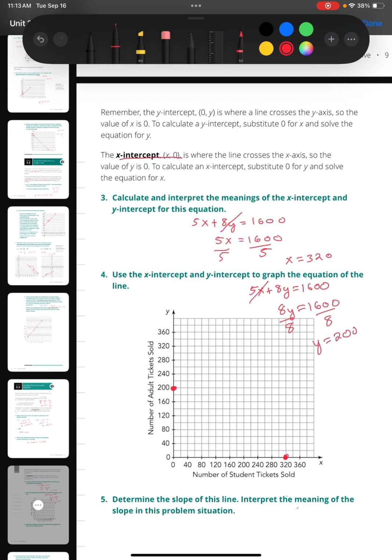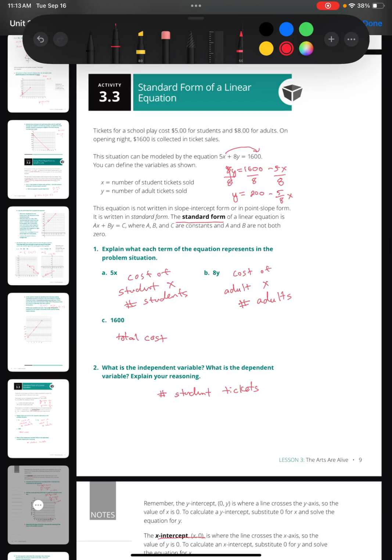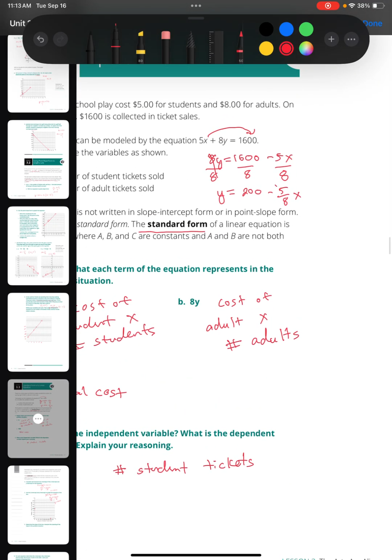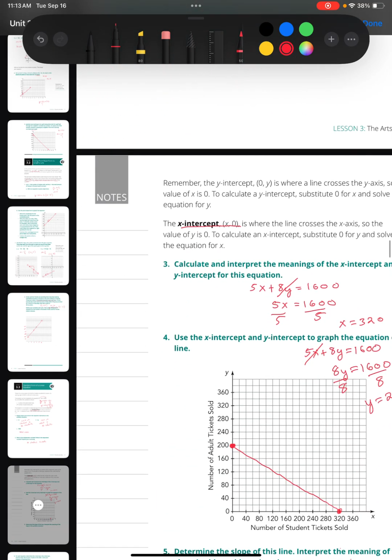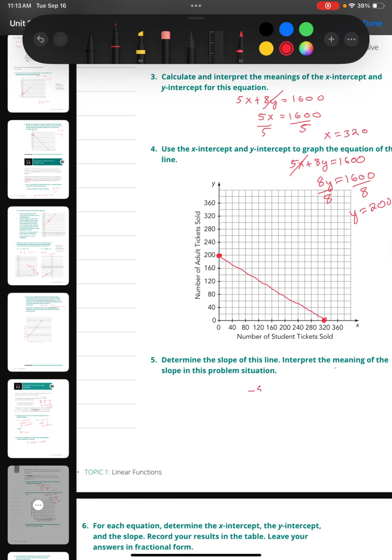So in that context, we would need to sell 0 student tickets and 200 adult tickets in order to have the total of 1,600. So if we draw our line between those two, there would be our graph of that situation. Now, determine the slope. Easiest way to do that, go back to how I solved it for y back on our previous page. And our slope was -5/8. So that is the slope of this graph. You're going down 5 units and right 8 for each term of that slope.